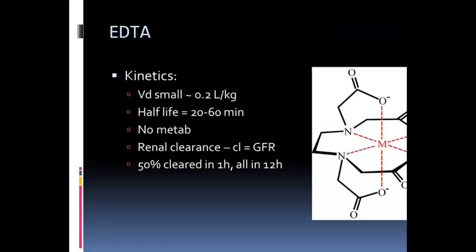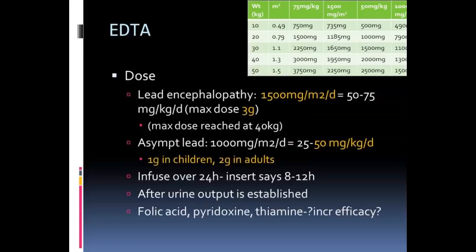So like other chelators, very small volume of distribution, half-life is short. EDTA is renally cleared, and renally cleared very quickly. The half-life is quite short. So the primary use for this is lead encephalopathy. There's a milligram per meter squared per day dose, 1,500 milligrams per meter squared. There's also a milligram per kilo dose, and I put those in the upper right again.